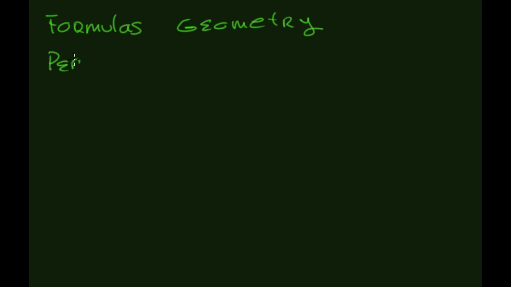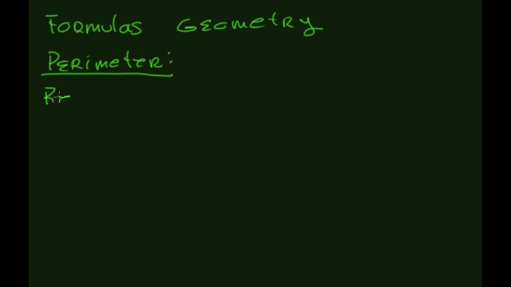Okay, today we're going to take a brief set of notes about some formulas that we use in geometry. Okay, so the first set of formulas we're going to use here are perimeter type formulas. They're basically, if I have an object, it's the distance along the edge of that object.